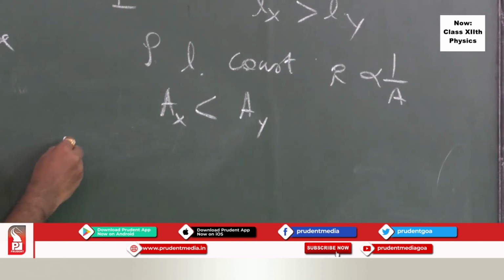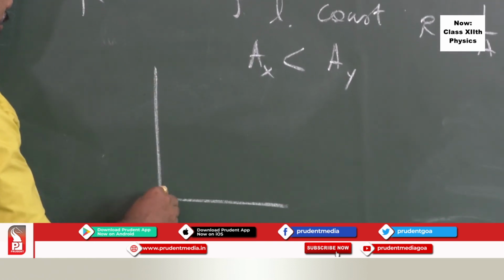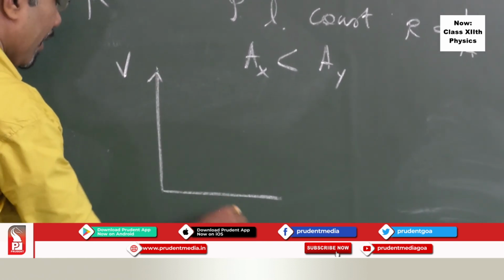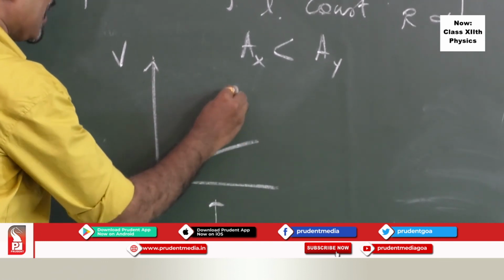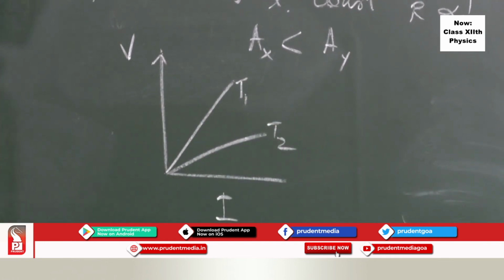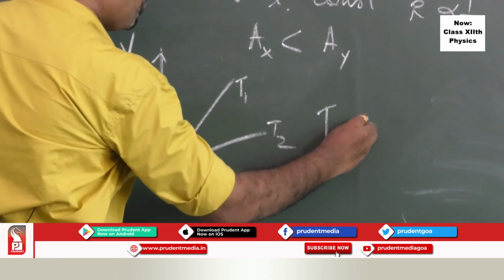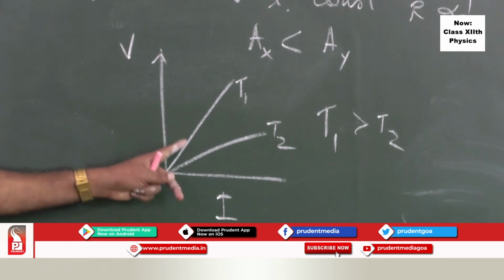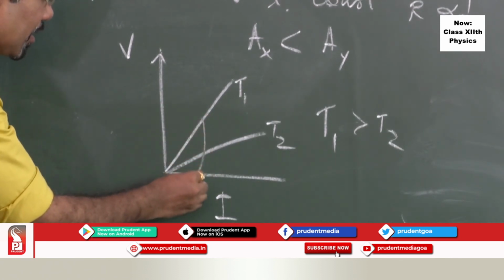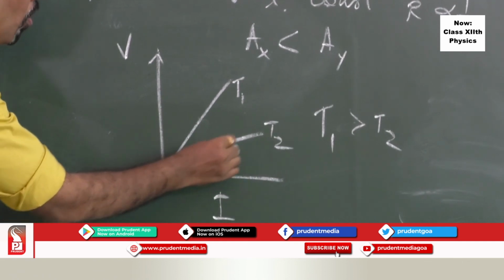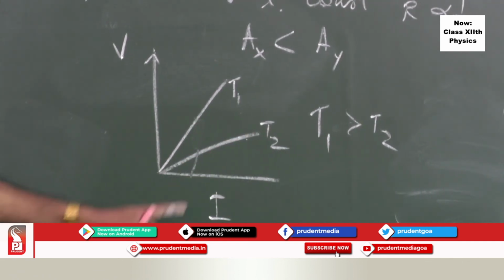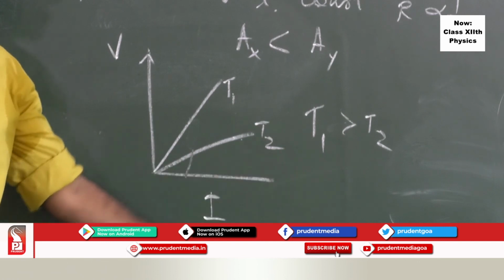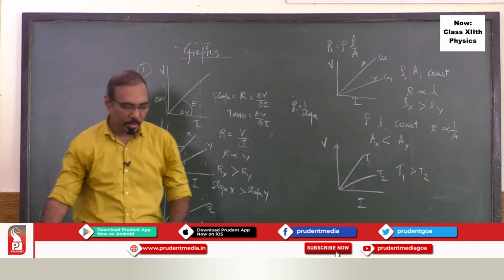Then if you have another graph where you have V versus I, and you have the same conductor heated at two different temperatures. Which temperature is higher? You can easily find out T1 is greater than T2. Simple reason, as the temperature increases, resistance increases. So this resistance is more, its slope is more; this resistance is less, its slope is less, so the temperature will be higher, T1 greater than T2.